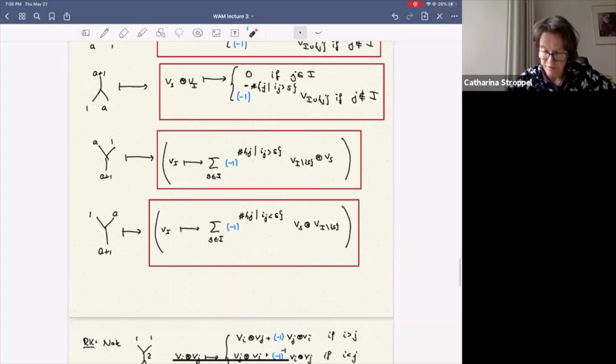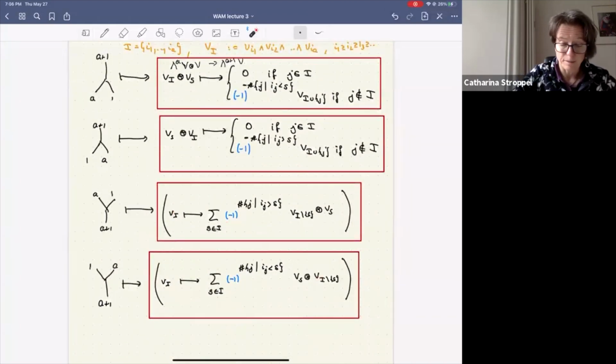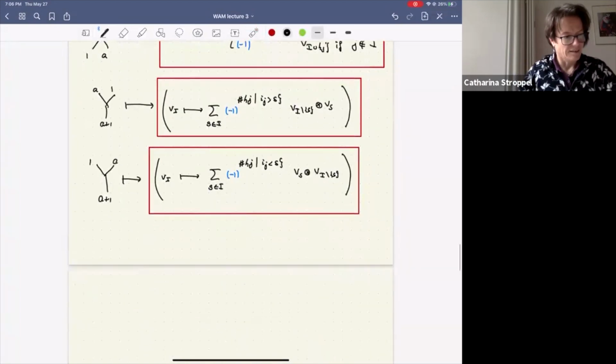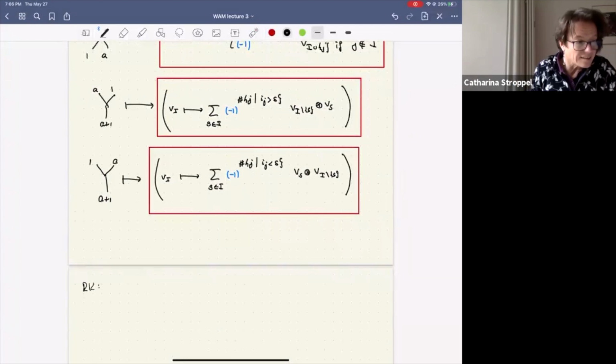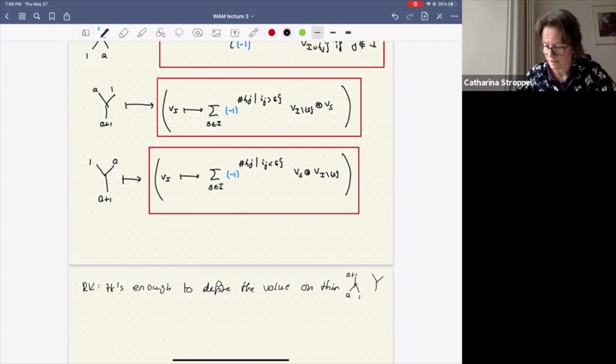So now you might ask the question, why is it enough, or why can I be lazy to just define it on these guys? In general, I of course have to take an A and a B here. And now I want to explain briefly this bubble explosion. So remark, it's enough to define the value on, say, thin merges or splits. And thin, for me, again, means one of the entries is just 1.